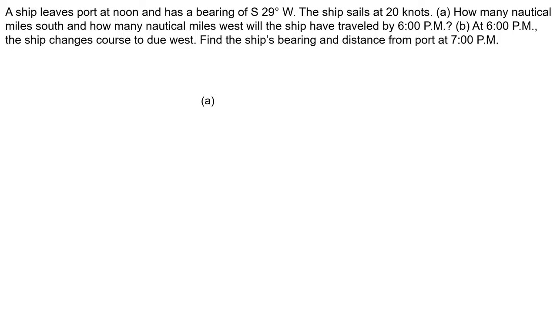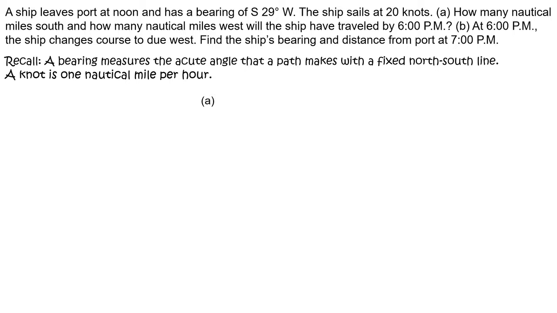A ship leaves port at noon and has a bearing of south 29 degrees west. The ship sails at 20 knots. Part A. How many nautical miles south and how many nautical miles west will the ship have traveled by 6 p.m.? Part B. At 6 p.m. the ship changes course to due west. Find the ship's bearing and distance from port at 7 p.m.